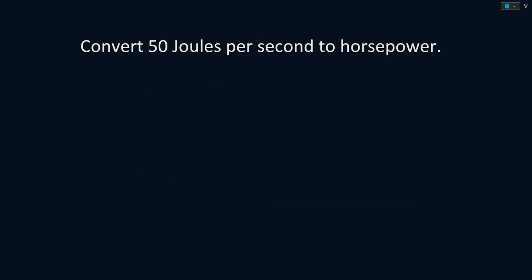Convert 50 joules per second to horsepower. First, we'll identify our given values of 50 joules per second, and we want to convert to horsepower. To do this, we need to go from joules per second to watts, and then from watts to horsepower.